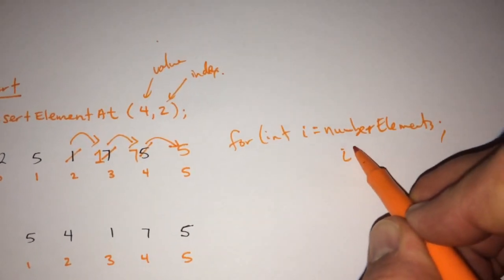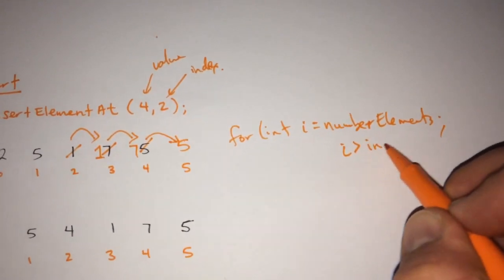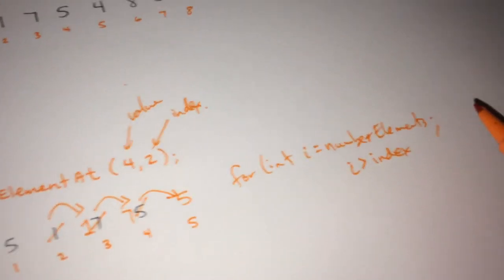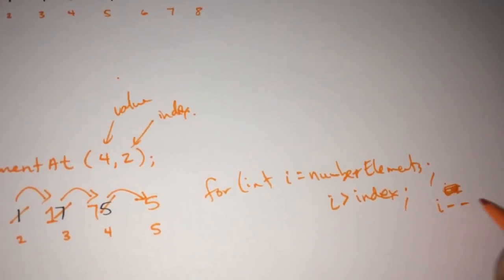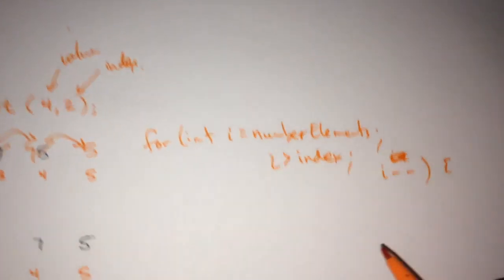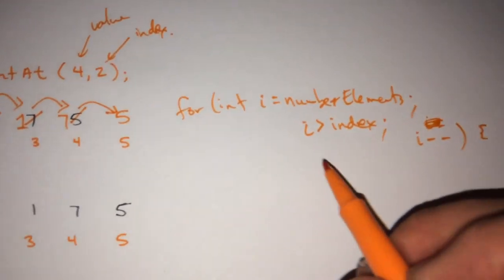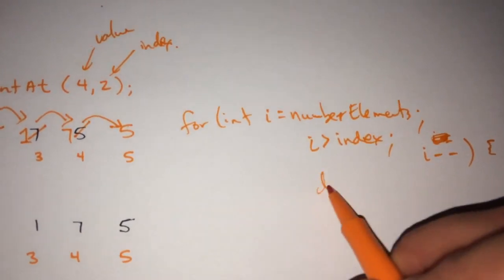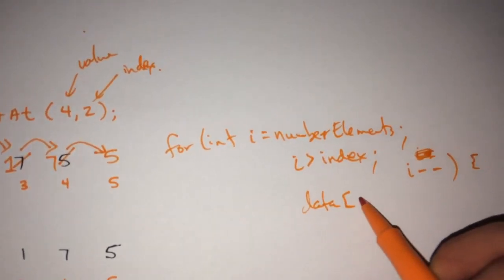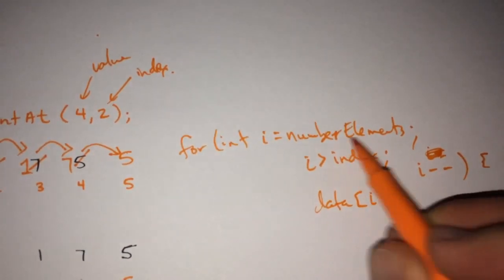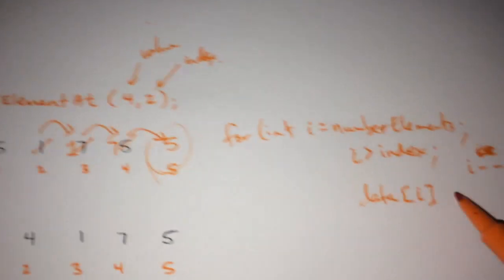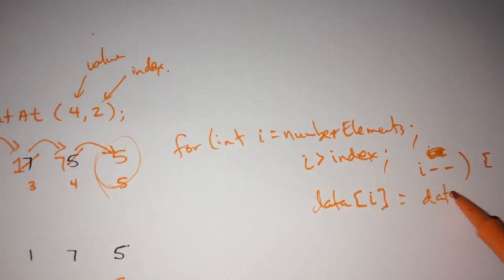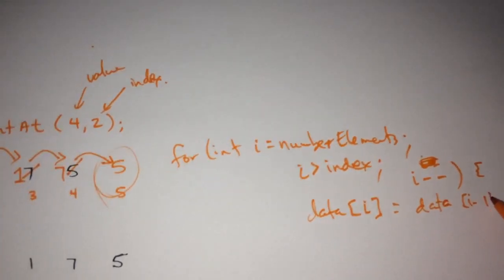So this works as long as i is greater than the index value that we are trying to replace. And then we do i minus minus. Inside there, you have a copy command to copy values directly, like your data array at i, which starts at num elements, which is 1 beyond your list number. Like if this has 5 elements in it, this num elements is 5. So we're going to be looking at this position, is data at i minus 1.